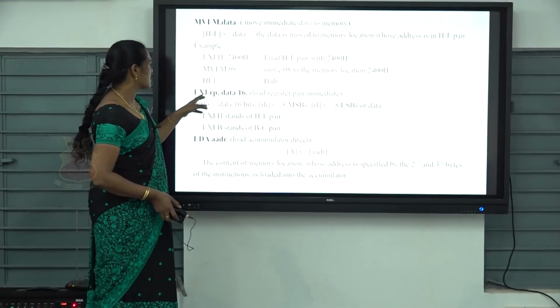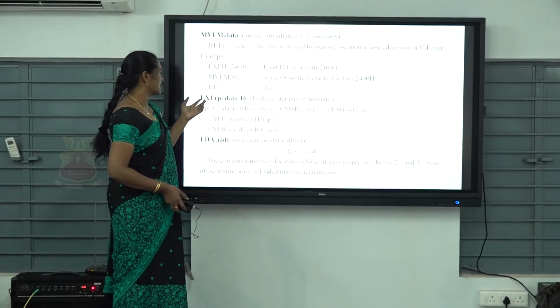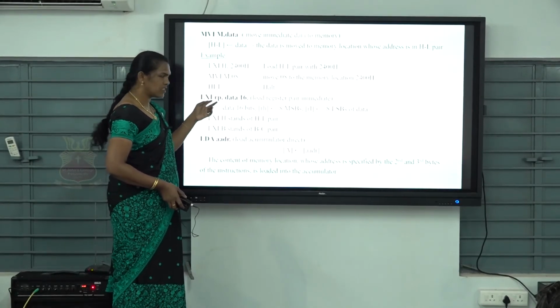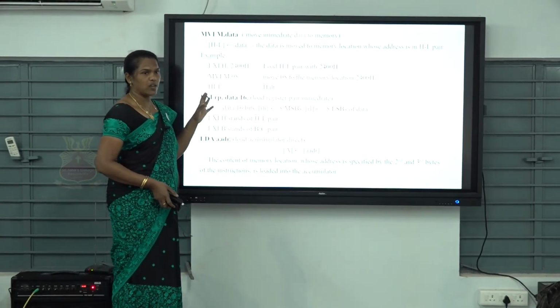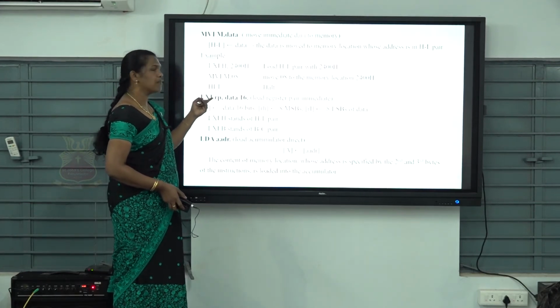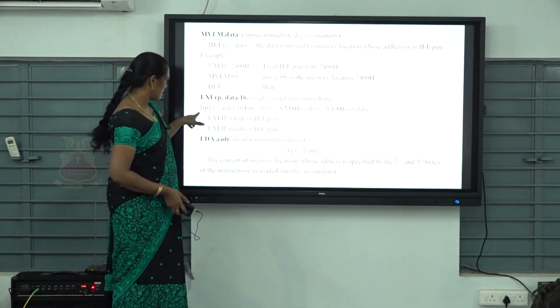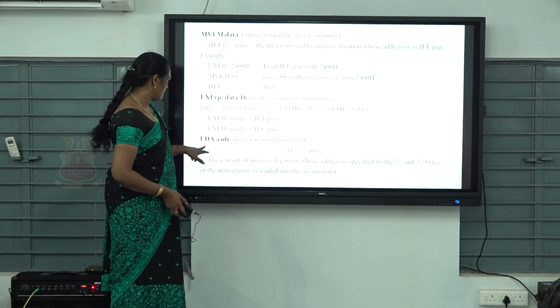Okay, LXI RP. So whenever we see this instruction LXI, then here a register pair only comes. So H or B, B means the BC pair. Then RP denotes the 16-bit register.